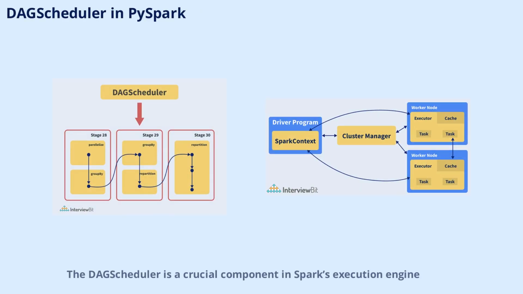DAG Scheduler is a crucial component in Spark's execution engine. DAG stands for Directed Acyclic Graph, which represents the lineage of transformations on RDDs. The DAG Scheduler breaks down jobs into stages and tasks, determines the optimal execution plan, and handles failures by recomputing lost output. By organizing computations as a DAG, Spark ensures efficient, fault-tolerant, and parallel execution of your data pipelines.